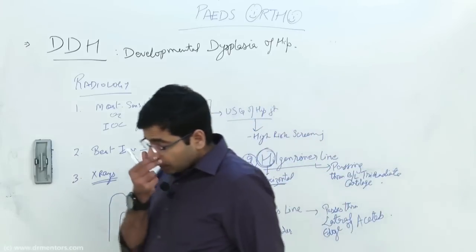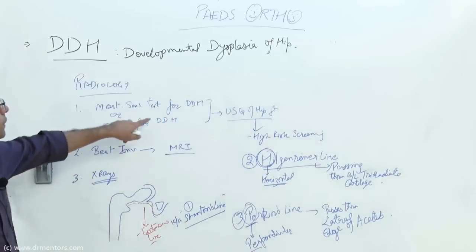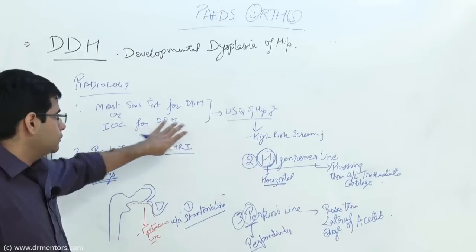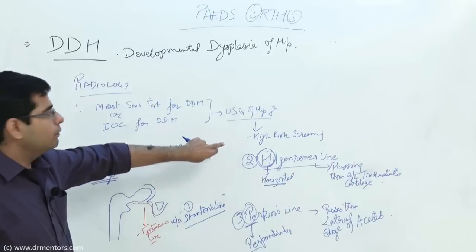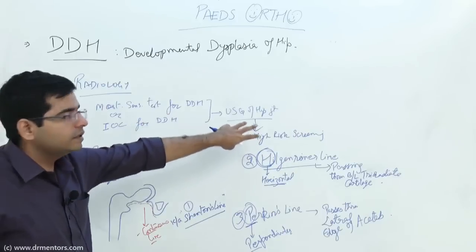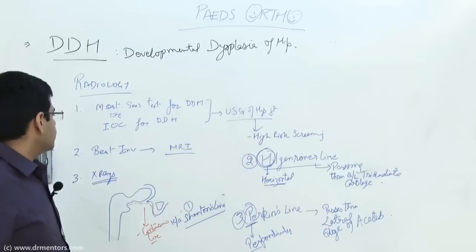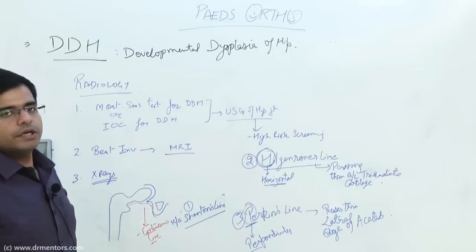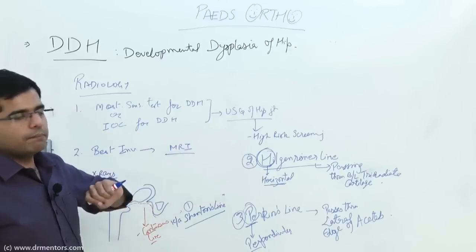So radiology in this case is important again. The most sensitive test for DDH, or investigation of choice for DDH, is ultrasound of hip joint. It is also used for high risk screening. Obviously it is most sensitive, it is the investigation of choice, and it is cost effective as well. Then the second point is what is the best investigation for DDH. The best investigation for DDH is MRI.